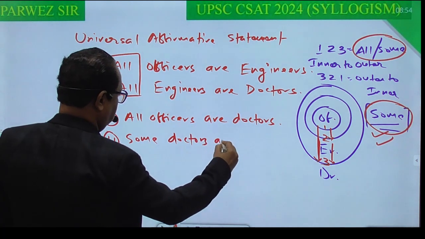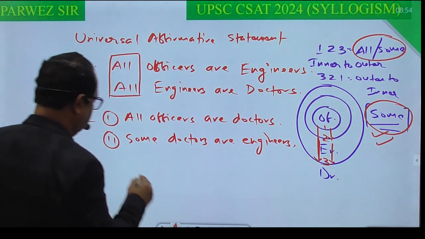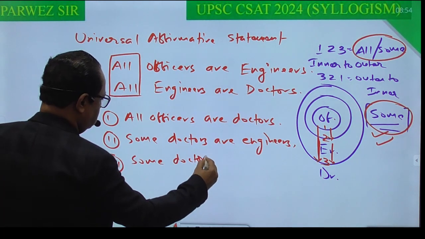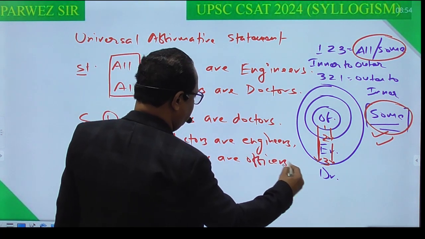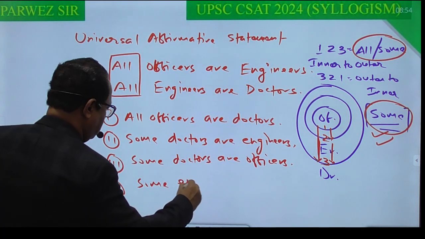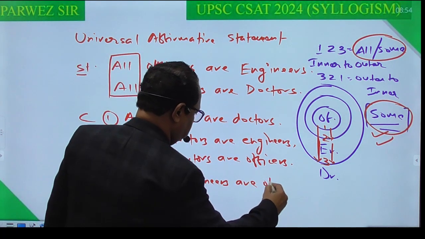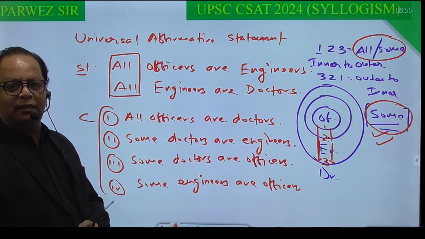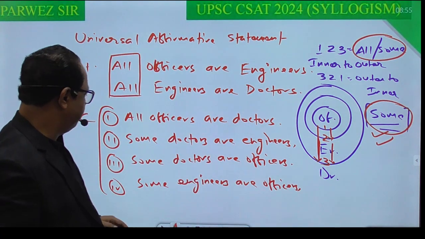Some doctors are engineers. Next one, some doctors are officers. And next one, some engineers are officers. So these are the four conclusions that we will find in our examination in the form of a sentence.